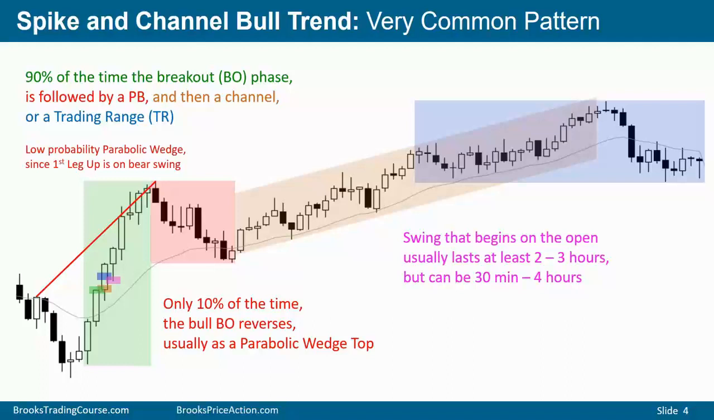When you do get a swing trade on the open or the first hour or so, it typically lasts for 2 to 3 hours, but it can be as short as 30 minutes. We could just go up for 5 or 6 bars and then reverse down. Or it can be as long as 4 hours or even last all day.